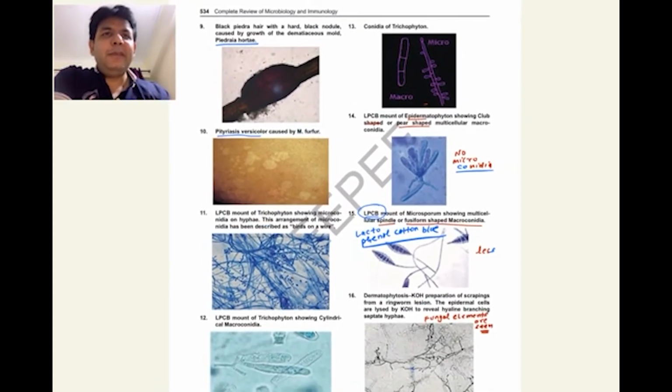The hot favorite, black piedra, Piedraia hortae. Black is hot. Okay. And what about the white piedra, guys? Trichosporon beigelii. Beigelii is white. Remember that. Pityriasis versicolor. This is typical of Pityriasis versicolor.